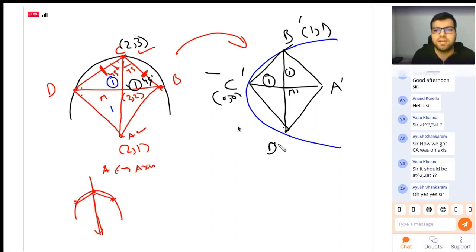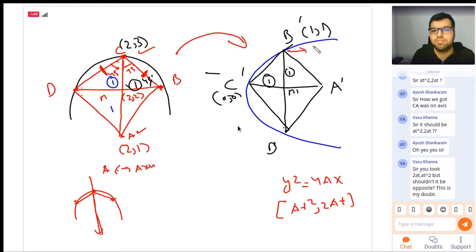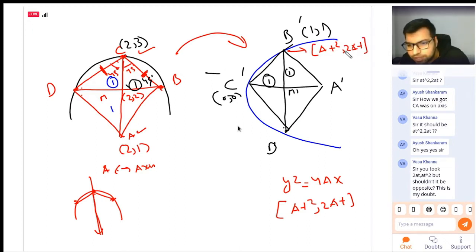But I took this parabola as y square is equal to 4ax. So when we have y square is equal to 4ax, the parametric coordinates of any point are at square comma 2at. So Vasu, this is the answer. at square comma 2at is any point. So B I took as at square comma 2at. You took, but shouldn't it be the opposite, is my doubt. 2at comma at square? No, because this is y square is equal to 4ax.